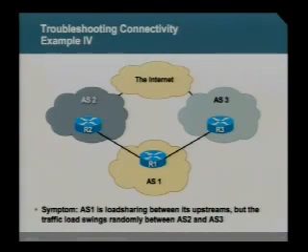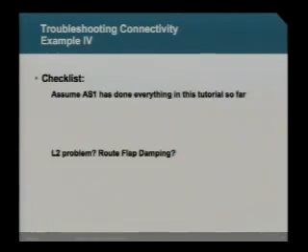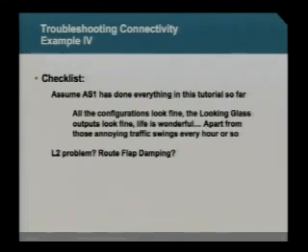Okay, the load sharing between the upstreams is swinging randomly between AS2 and AS3. Yes, that can be a very confusing one to try and fix. Well, we do all the checklists that I mentioned before, check the filters, and so on. Okay, configurations look fine, Looking Glass looks fine, life is wonderful, apart from these annoying traffic swings, which probably happen every hour or so. So what's the problem?